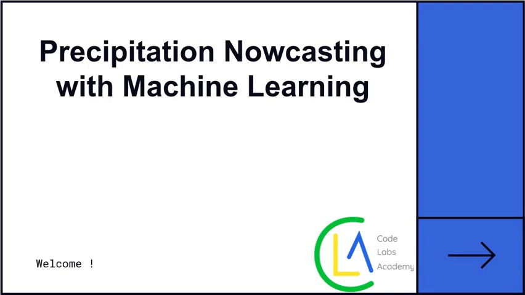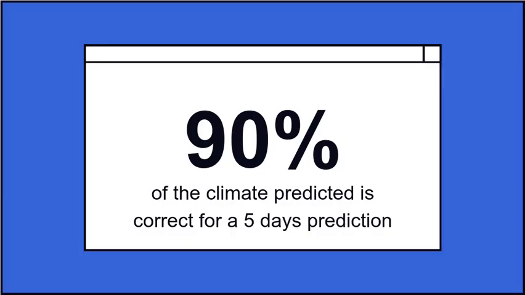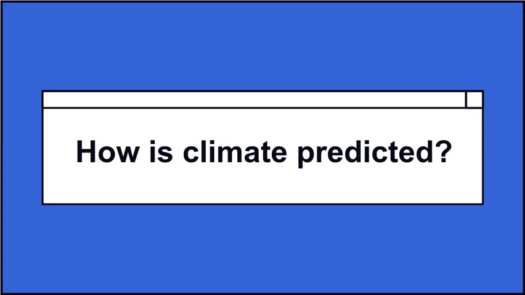In this workshop entitled Precipitation Nowcasting with Machine Learning, we will talk a little bit about how climate is predicted and how machine learning is involved in these predictions. Nowadays, it is estimated that 90% of the climate predicted is correct for a 5 days prediction. However, this accuracy gets lower the further the time we're trying to predict. Therefore, an important question arises: how is climate predicted? Also, what are the techniques and the approaches used?